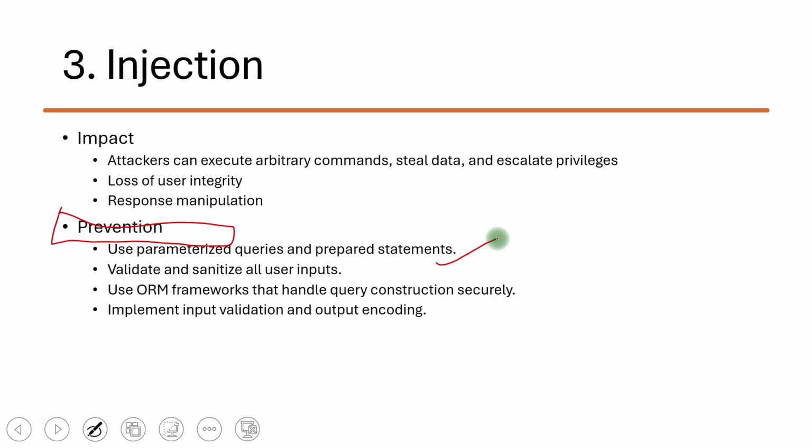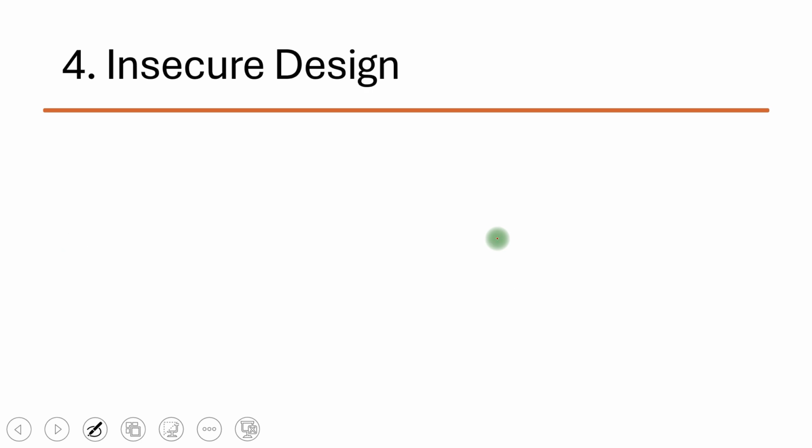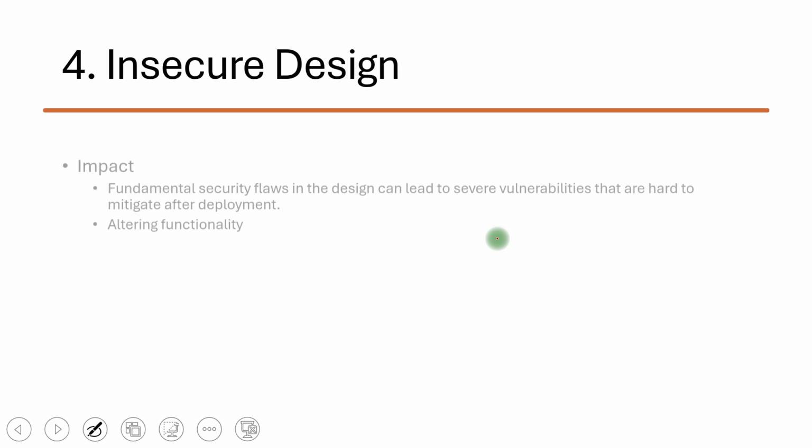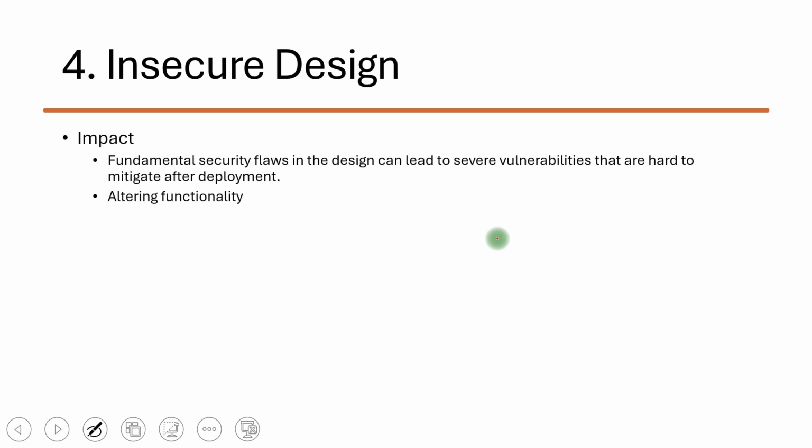Okay, now this prevention heading is coming in. The fourth one is insecure design. What is the impact? Fundamental security flaws in the design can lead to severe vulnerabilities that are hard to mitigate after deployment. If security is not considered properly at the initial phases of the design, that can impact further stages in the development life cycle.